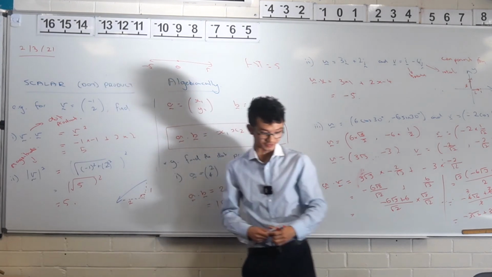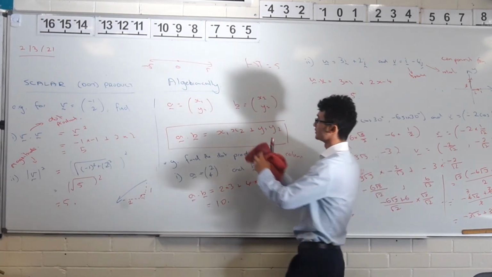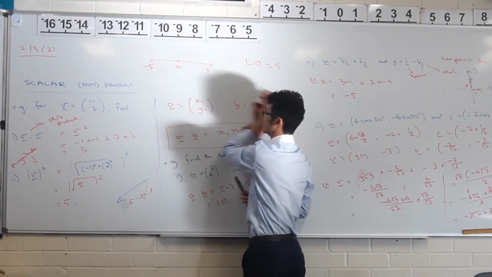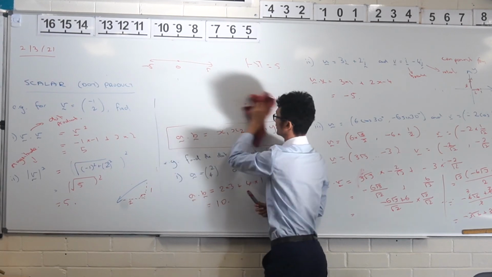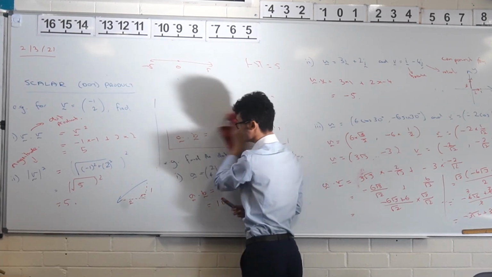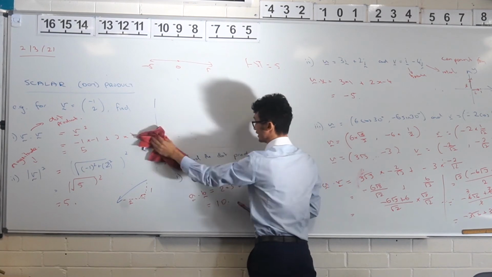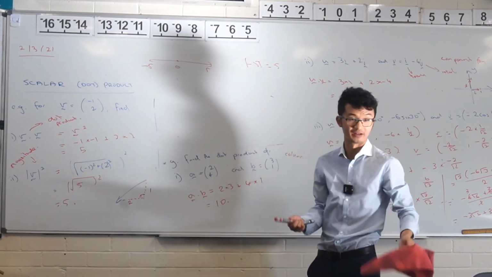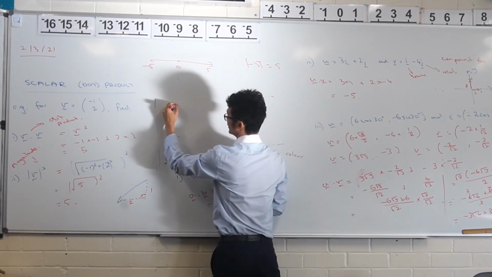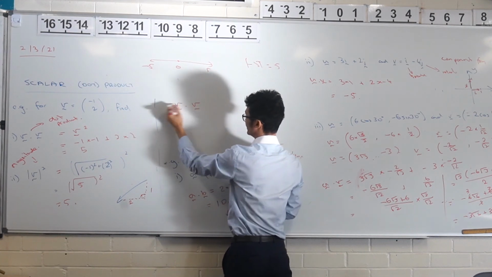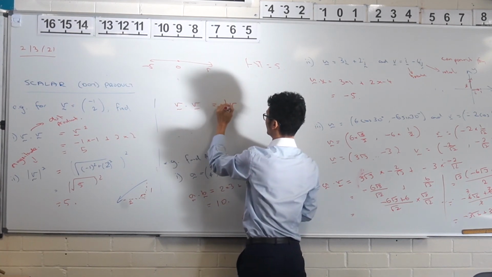So what that means is we have a little identity, right? An identity is that if we are taking the dot product of a vector by itself, that's going to be the same as the magnitude all squared. Okay, so here's a little identity for you. v dot v is equal to the magnitude of v all squared.